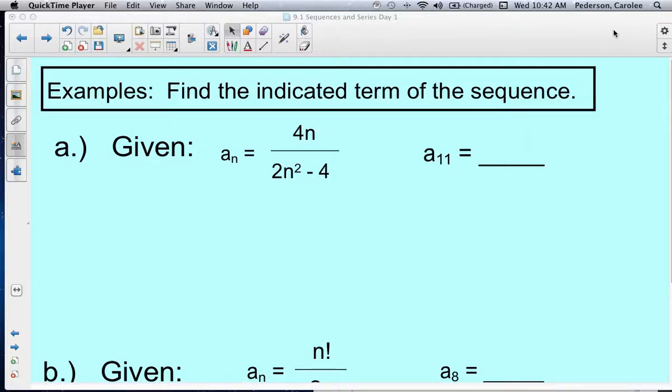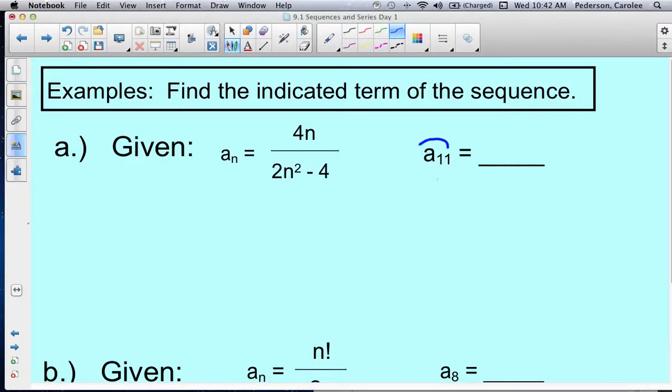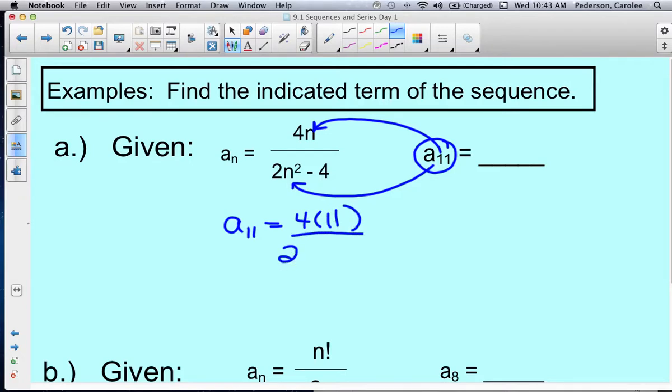Here's an example where they give you a formula and they want you to find an indicated term in this sequence. So the term that we want to find is term 11, a sub 11. So we're going to substitute 11 in for n. So a sub 11 equals 4 times 11 over 2 times 11 squared minus 4. Be careful on your order of operations.